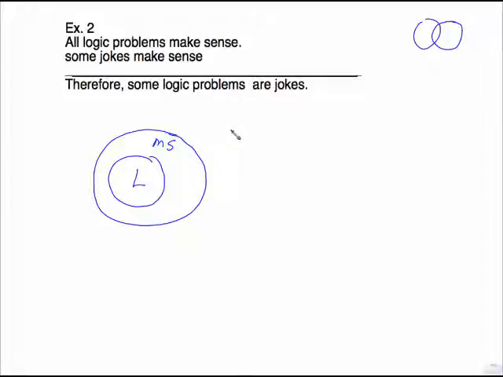Some jokes make sense. I could do this. There's my jokes. Some jokes make sense, but it might also, in this overlap, come all the way into here. I don't know. Now, it's possible that both drawings will support my conclusion, so I need to look at the conclusion. Therefore, some logic problems are jokes. Well, here's a picture that shows some logic problems are jokes, but this one doesn't support that conclusion, so this is invalid.